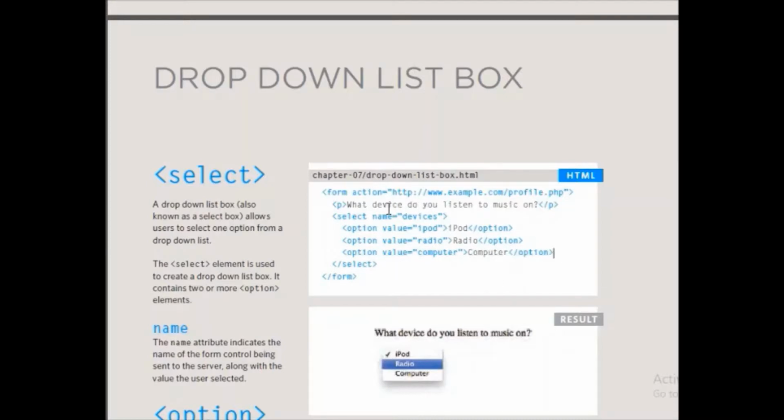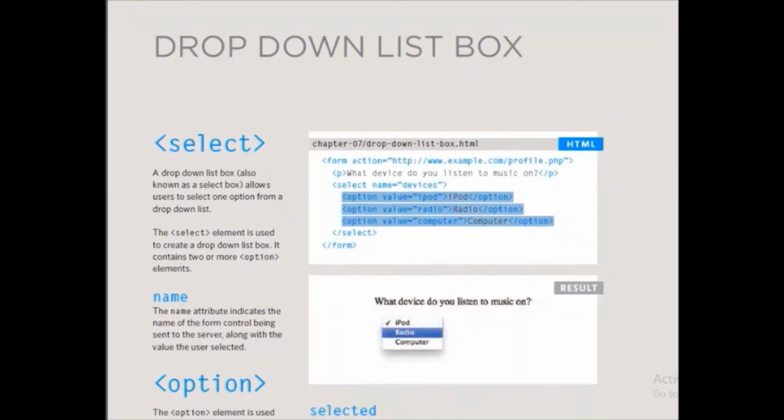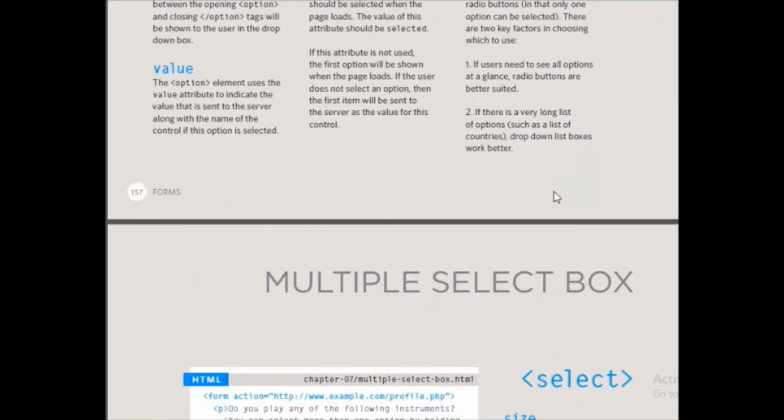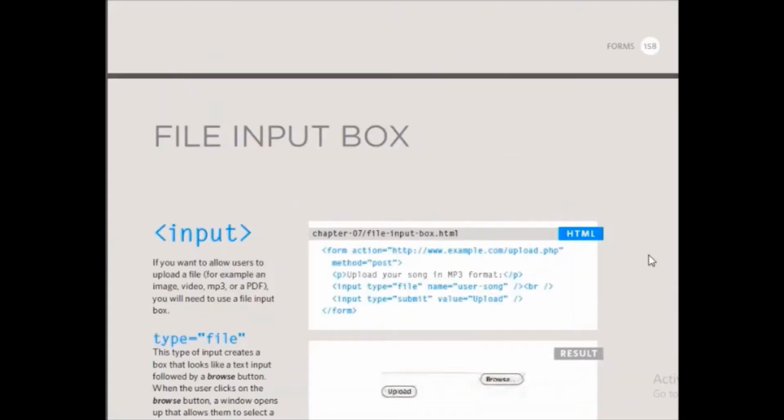So I have created a drop down menu list. The name of this drop down menu list is devices, and it has 3 items: iPod, radio, computers, right, as you can see right here in this output. If we have many items, it will scroll down, up, down, and so on, right? So if you have 100 items, you will give this option tag 100 times.